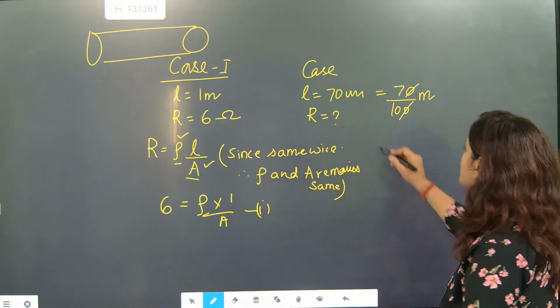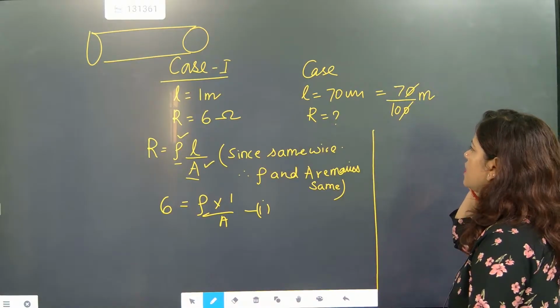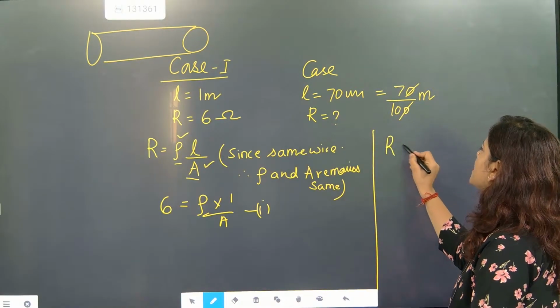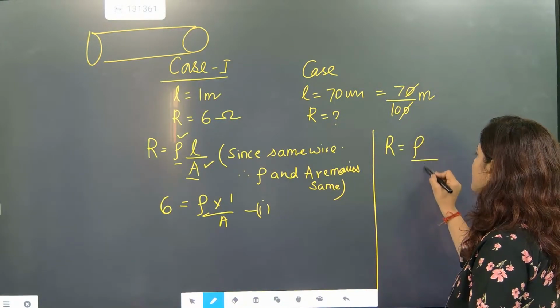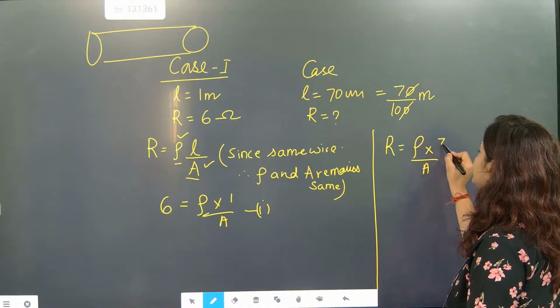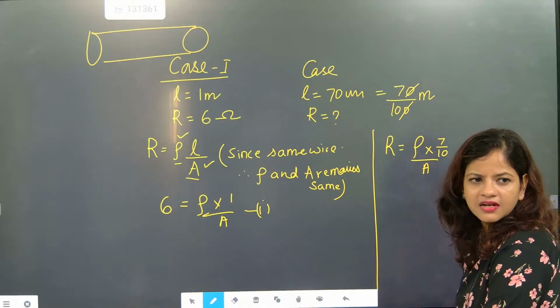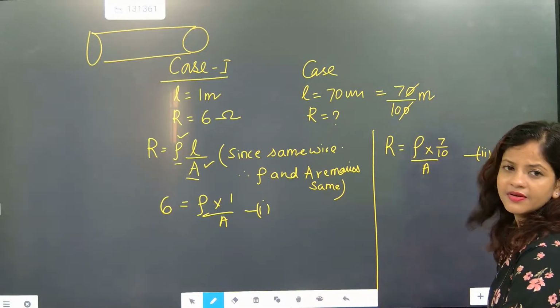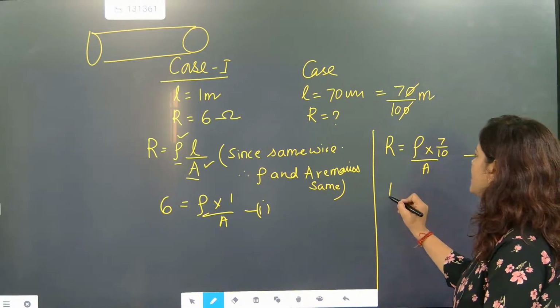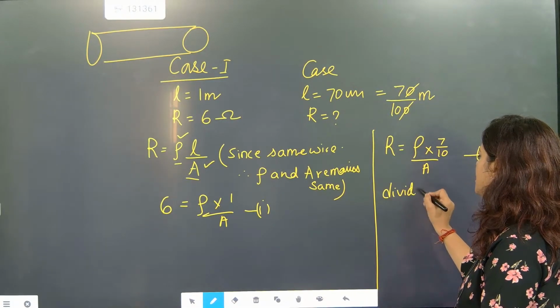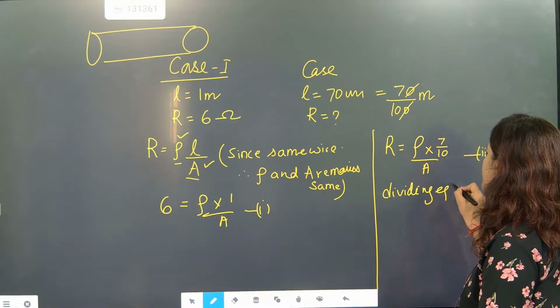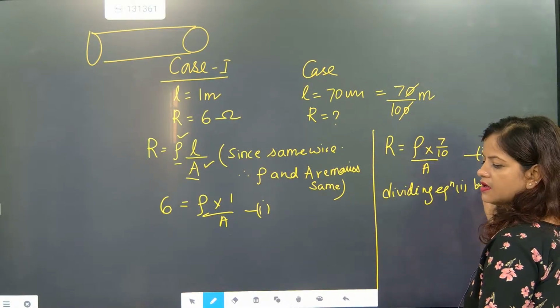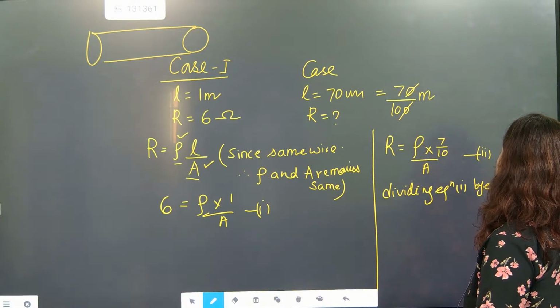Now we are going to solve case 2. In case 2, our resistance we don't know. Rho and A remain the same and length is exactly 7 by 10. Done? This is our case 2. Got it? So now we will divide equation 1 by equation 2.